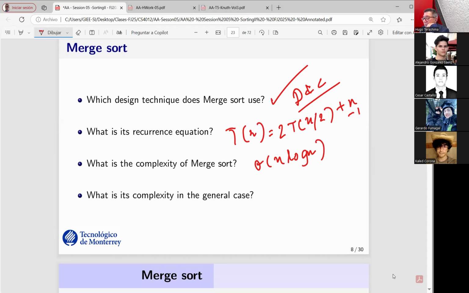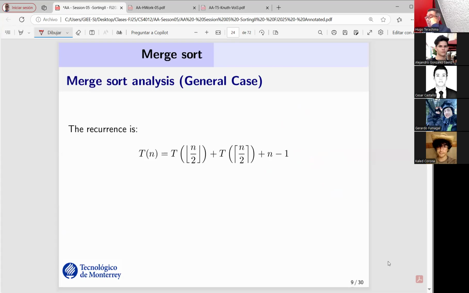And what is the complexity in the general case? Because here we may assume that n is equal to a power of k, right? But if we want to discover exactly, what if n is equal to 18, for example, or to 45 or whatever for the general case. So this is the demonstration that I have in the following slide. This is the general case.